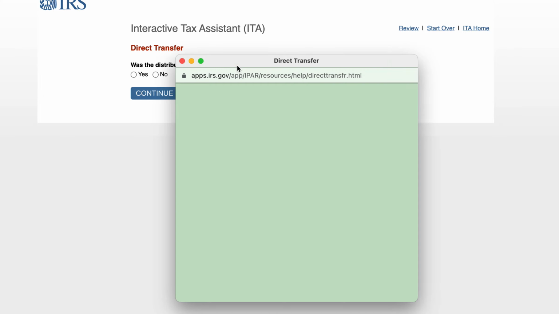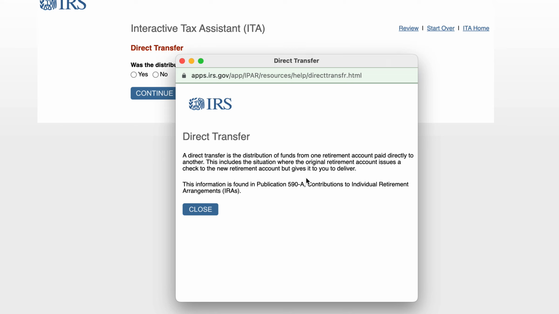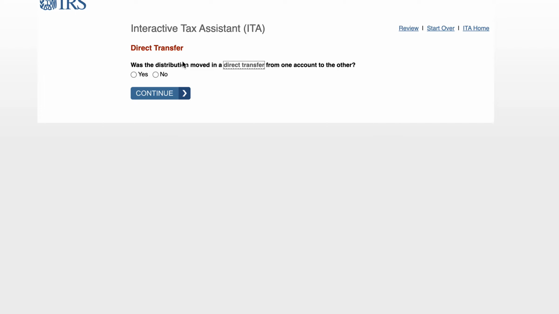So let's ask this question. A direct transfer is the distribution of funds from one retirement account paid directly to the other. That's the type of transfer I was discussing in our example of Vanguard to Fidelity. You could have Vanguard send the money directly to Fidelity, deposit it into an IRA. And as long as it goes from an IRA and it's considered a direct transfer, or a trustee to trustee transfer, and you never actually touch the check, then it should not be considered a taxable event.